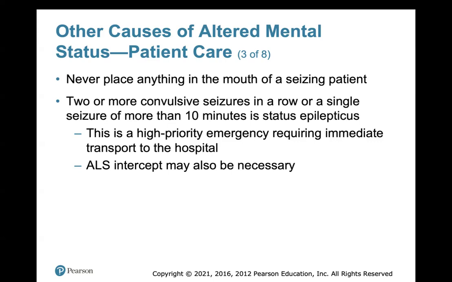Two or more convulsive seizures in a row, or a single seizure lasting more than 10 minutes is called status epilepticus. It is a life-threatening condition. It requires immediate transport to the hospital, and it's going to require ALS interventions. We will have to give this person sedatives of some sort. Usually we'll give a benzodiazepine, such as Versed, and we're going to stop the brain's ability to make the muscles constrict and spasm like that in order to try and restore blood flow and everything else.